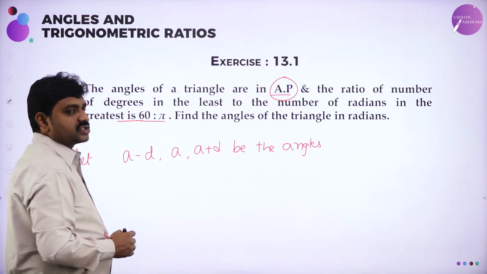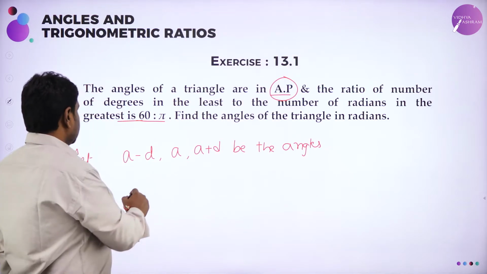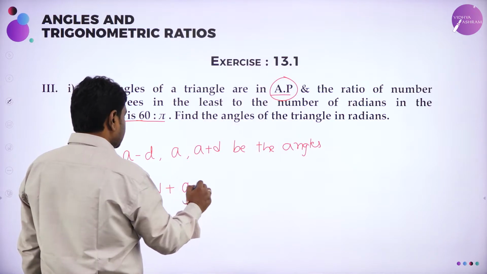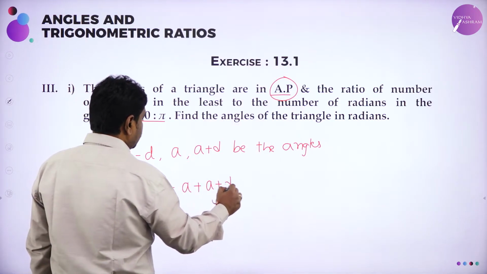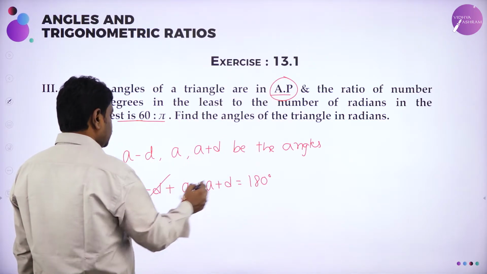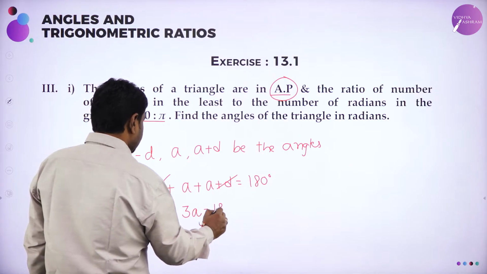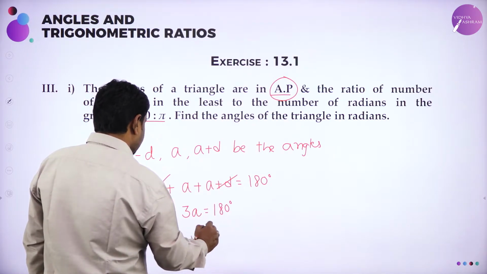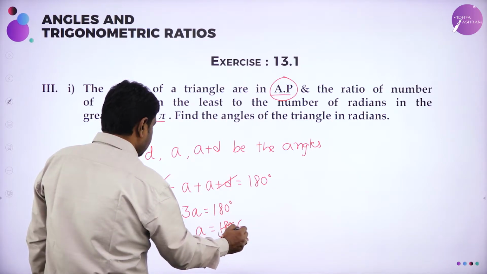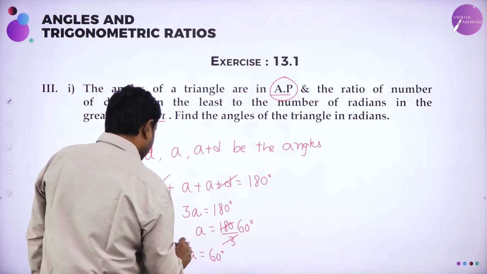So now you know the sum of the angles of a triangle. What is the sum of the angles of a triangle? 180. So A minus D plus A plus A plus D is exactly how much? 180 degrees. Now minus D plus D cancels. A plus A plus A is 3A. 3A is 180 degrees, and if you simplify, A becomes 180 divided by 3. So 3 sixes are 18, so you got A is what? 60 degrees. One of the angles you got.